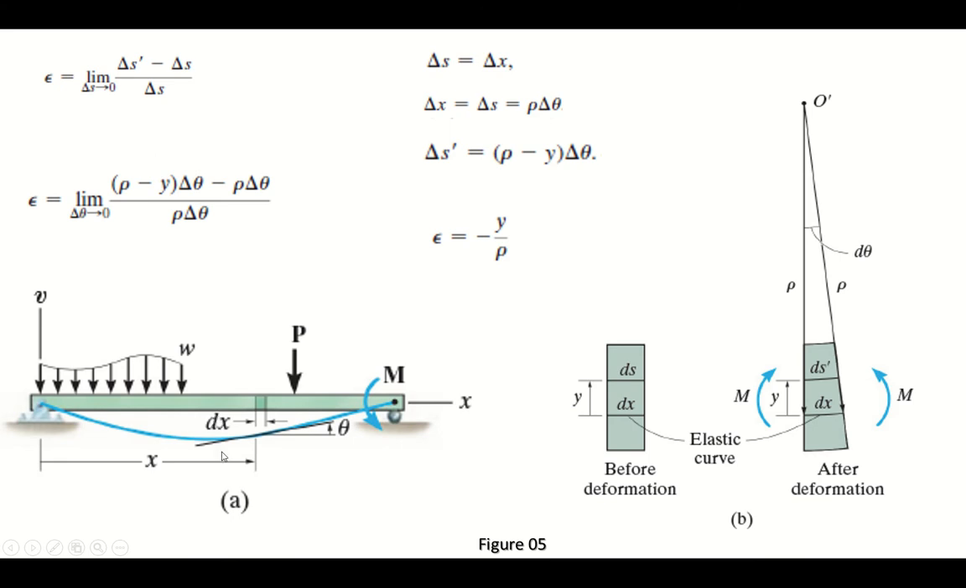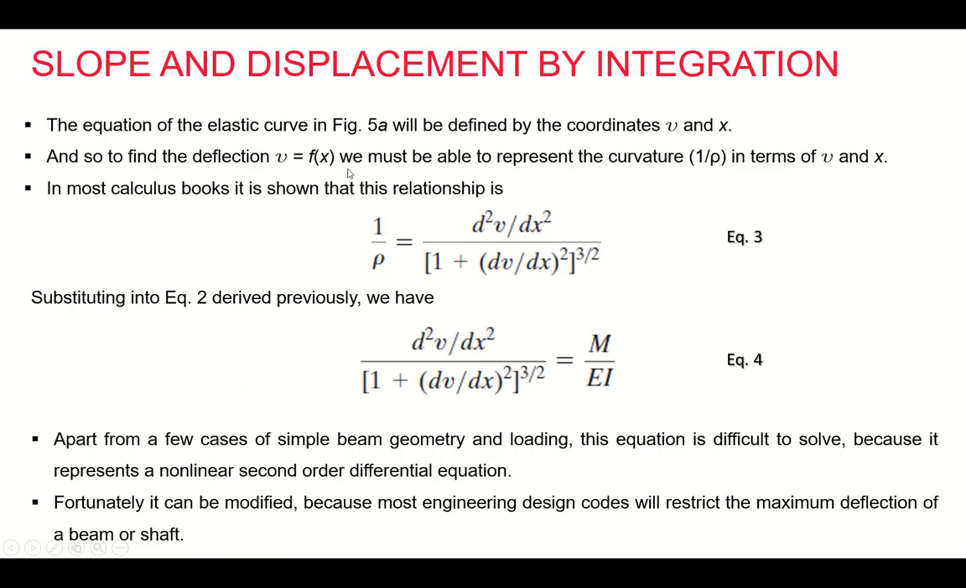Alright, so it will be written in terms of mu and x. To find the deflection mu, which is a function of x, we must be able to represent the curvature 1 over rho in terms of mu and x. In most calculus books, the relation of curvature with mu and x is 1 by rho equal to d square mu by dx square, divided by 1 plus d mu by dx whole square, all to the power 3 by 2.